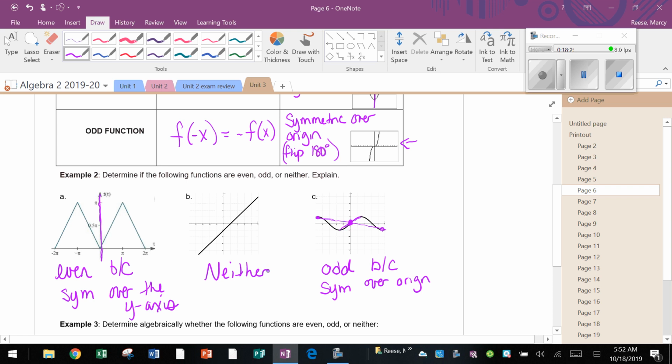And when we explain that B, because we really should explain B, because that is the direction, we're going to say, to get your full credit, you're going to say it's not symmetric over y-axis or origin. So that's how you're going to define it.